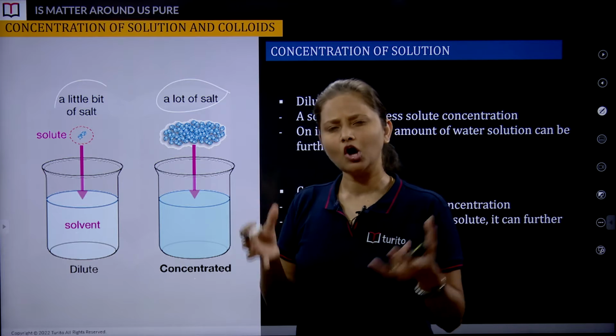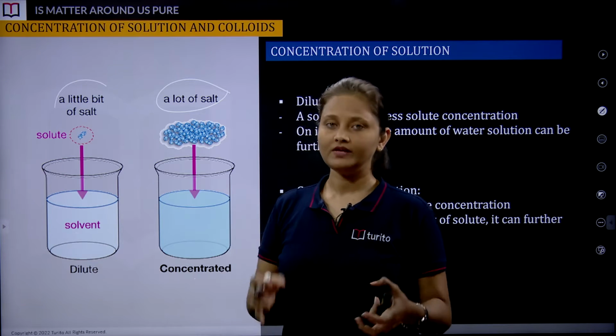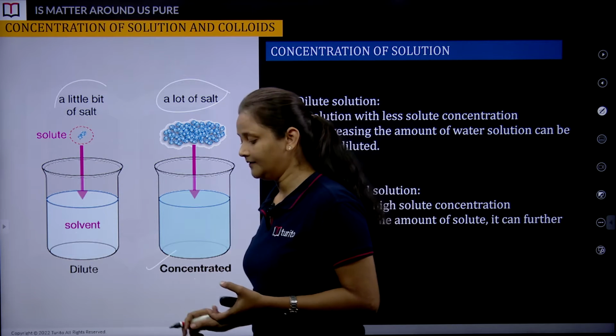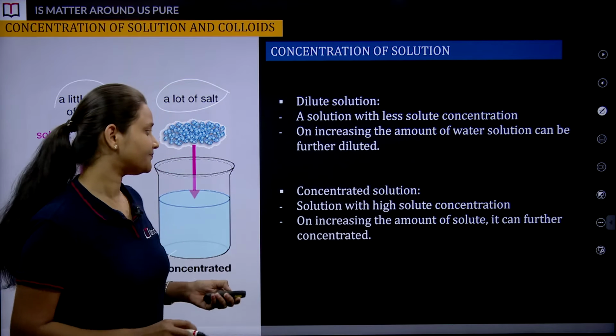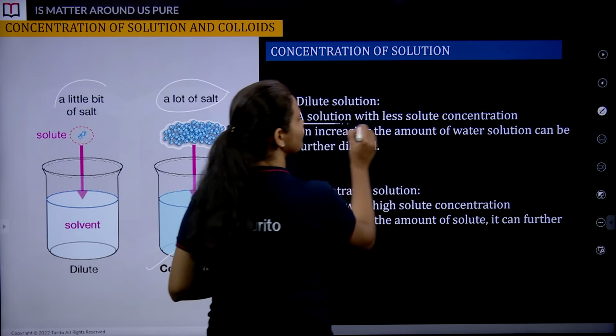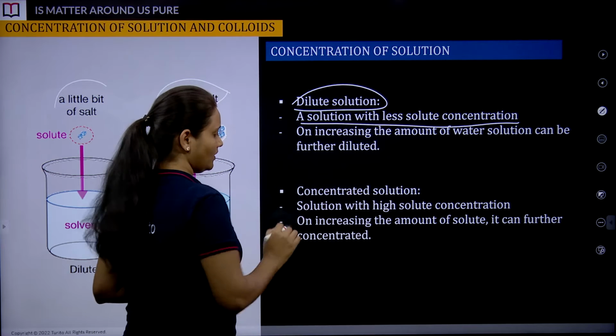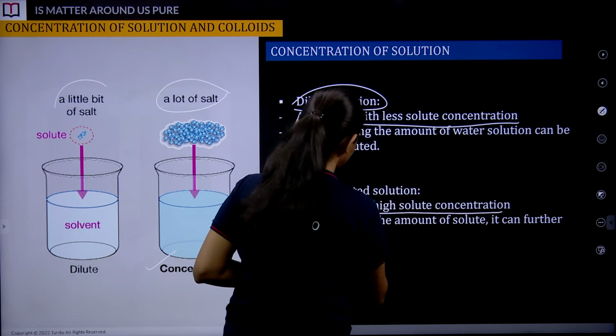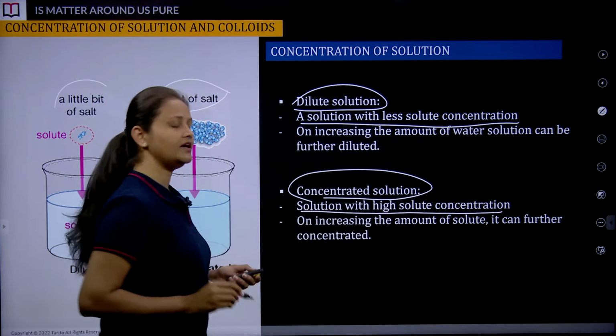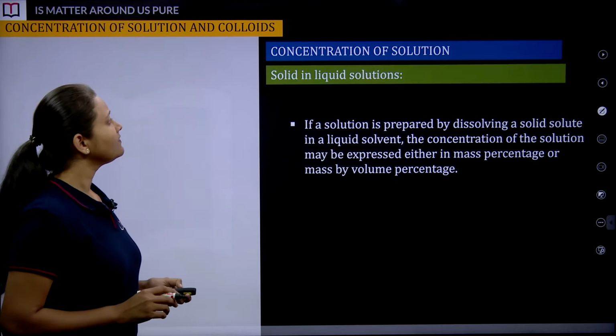Okay, we have added a lot of salt, and that's why we say it's nothing but a concentrated solution. All right. So always remember, a solution with less solute concentration is what? Diluted solution, or a solution with high solute concentration is your concentrated solution. All right. Now let's move ahead.